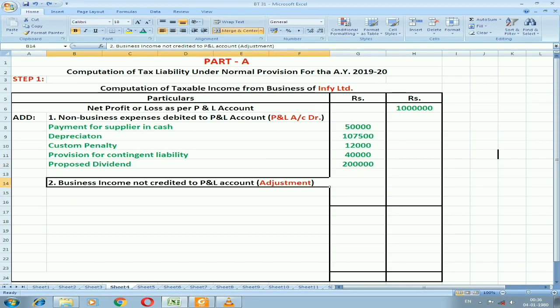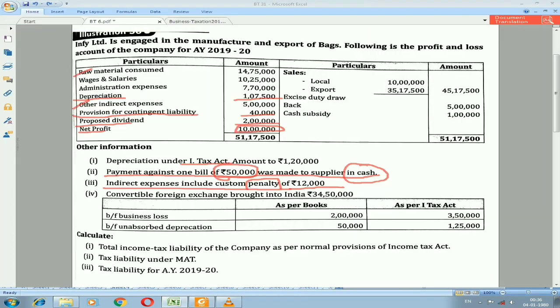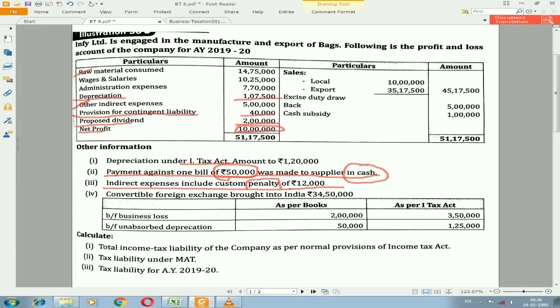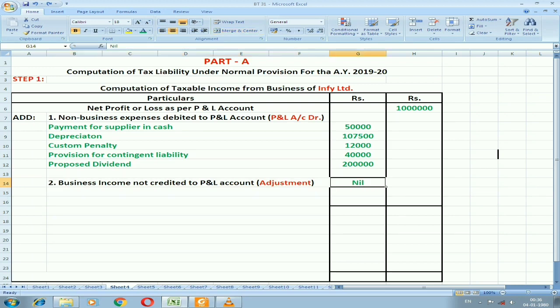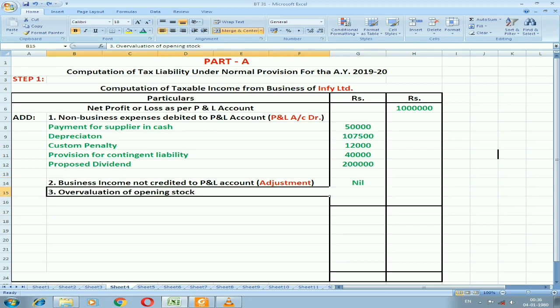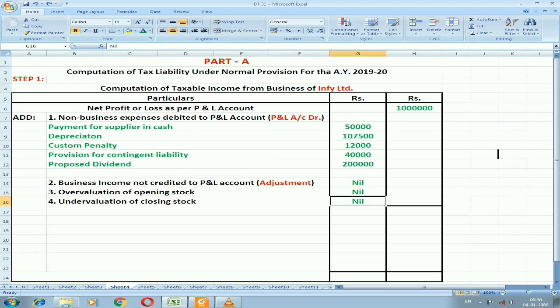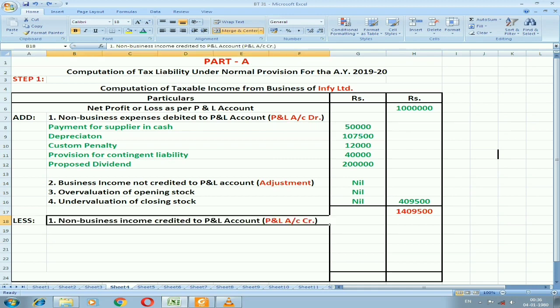Then the second point, we are supposed to take business income not credited to profit and loss account. This point we are supposed to see in adjustment. In adjustment, we don't have any business income related points. The fourth one is related to exports, which is on the credit side, so we don't have any of that. It will be nil. Then we have overvaluation of opening stock, undervaluation of closing stock. Both will be nil because we don't have any opening stock, closing stock in the illustration. So total will be 4,09,500. By adding it to net profit, I'll get 14,09,500.